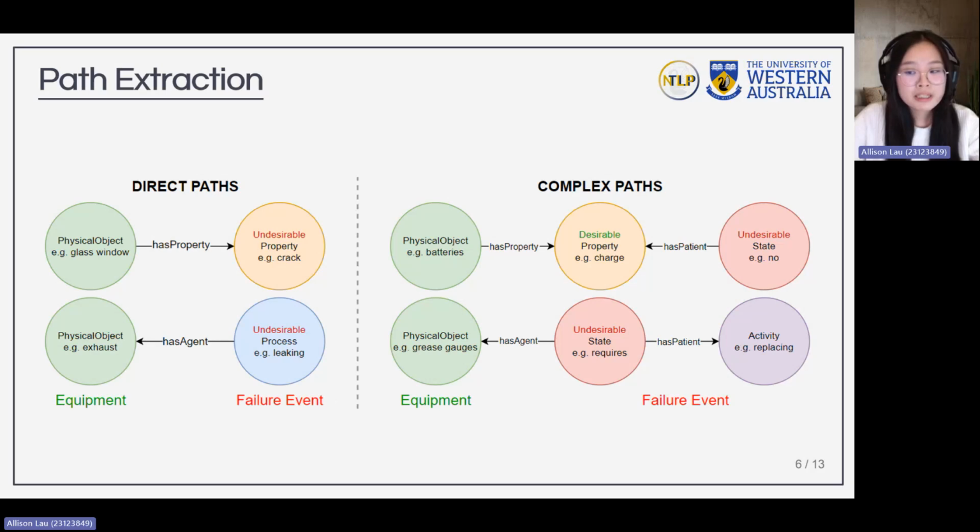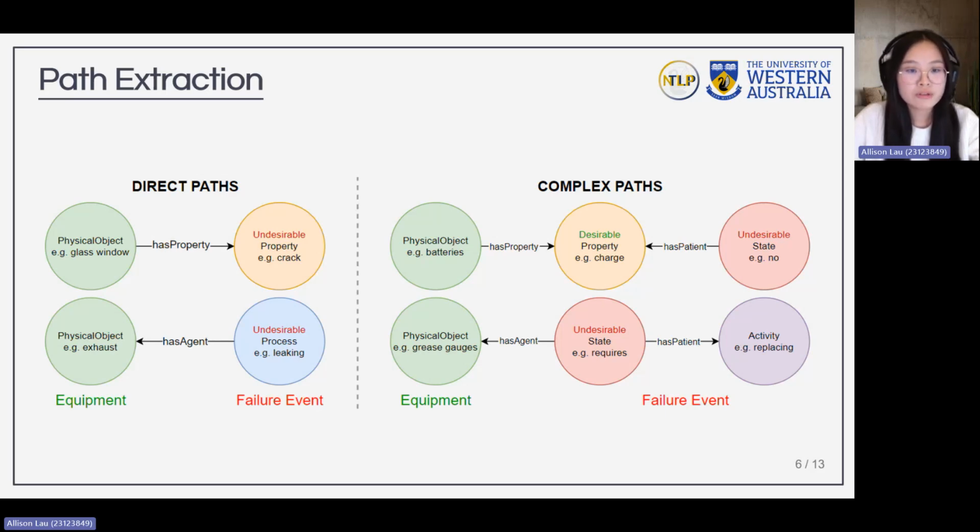MWOs typically contain 1. An equipment or its components, 2. An observation of its failure mode, and 3. A maintenance activity needed to be done on an equipment. And using the MAINT entity classes, equipments can be represented by the physical object class, which are in green, and failure events can be represented by the undesirable states, processes, and properties, which are the red, orange, and blue ones.